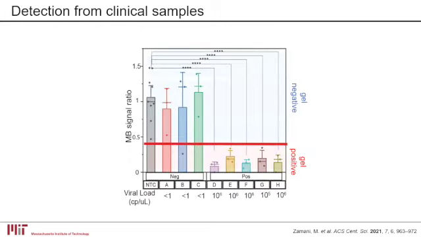Can we do this in clinical samples? So Marjan was able to obtain cervical swab samples from several different patients. And as you can see here, her detection has 100% sensitivity and 86% specificity. There was only one false positive here out of all of these samples.